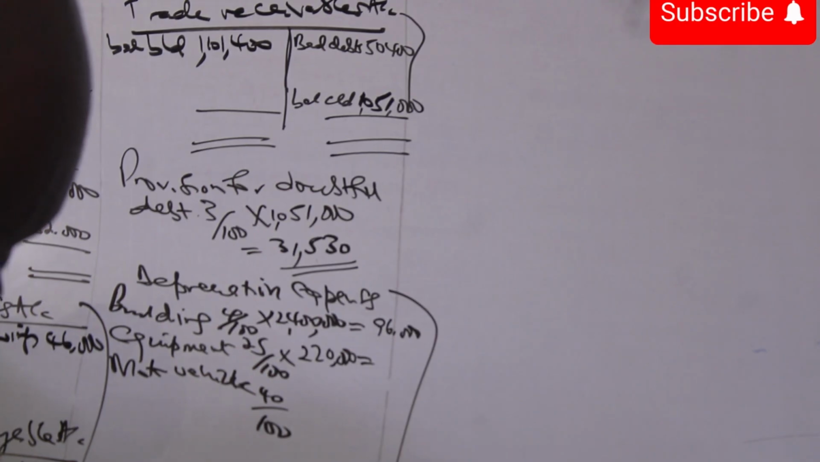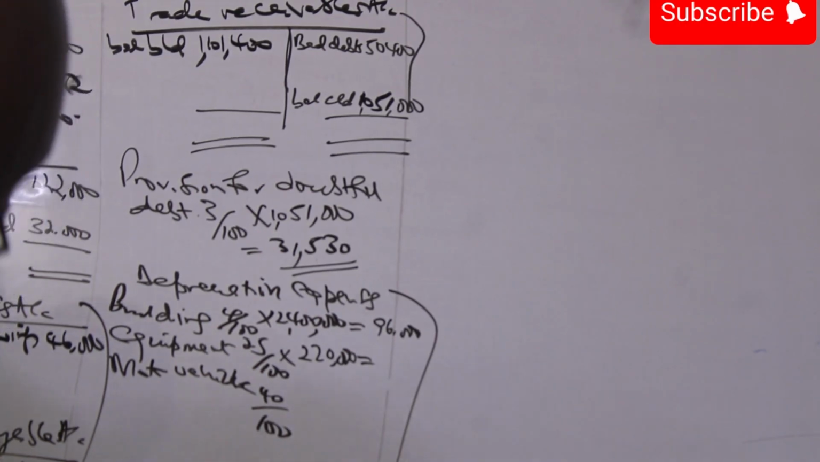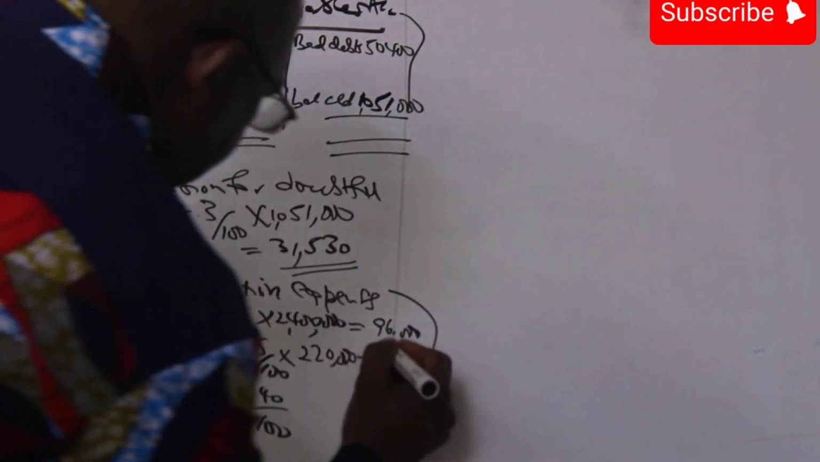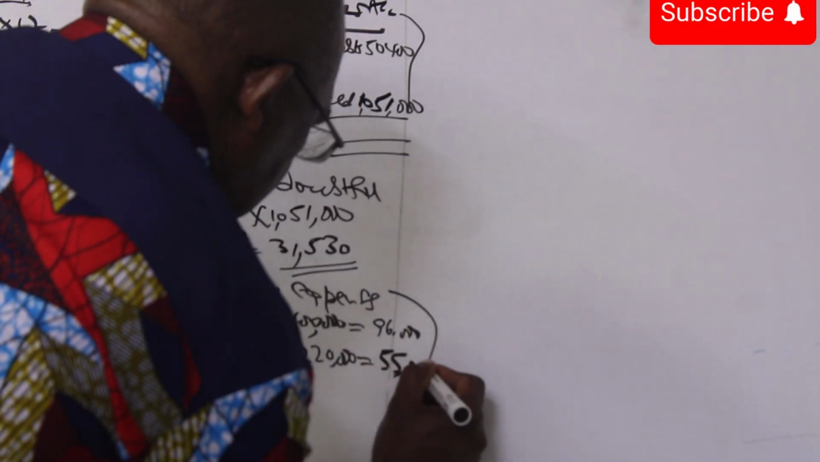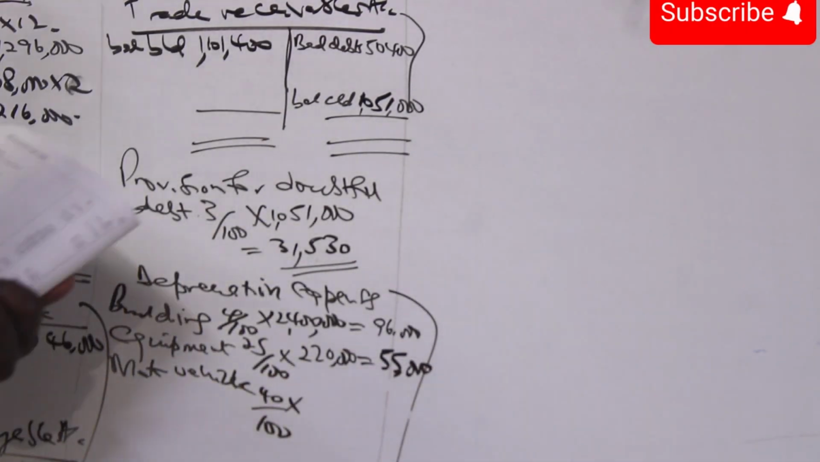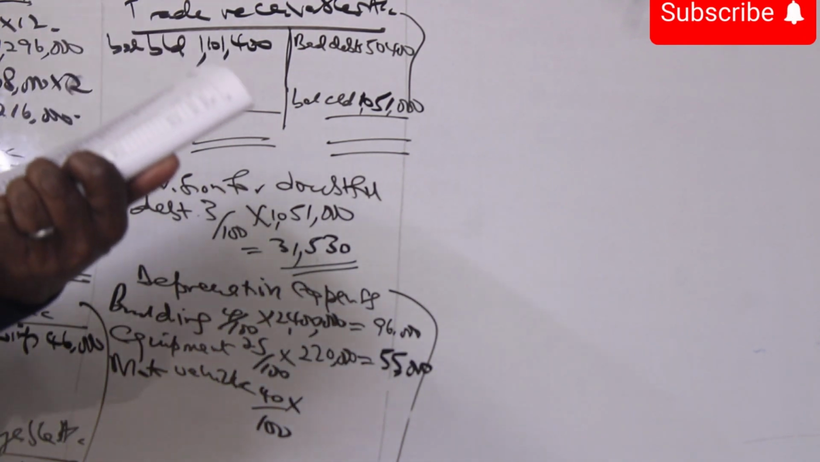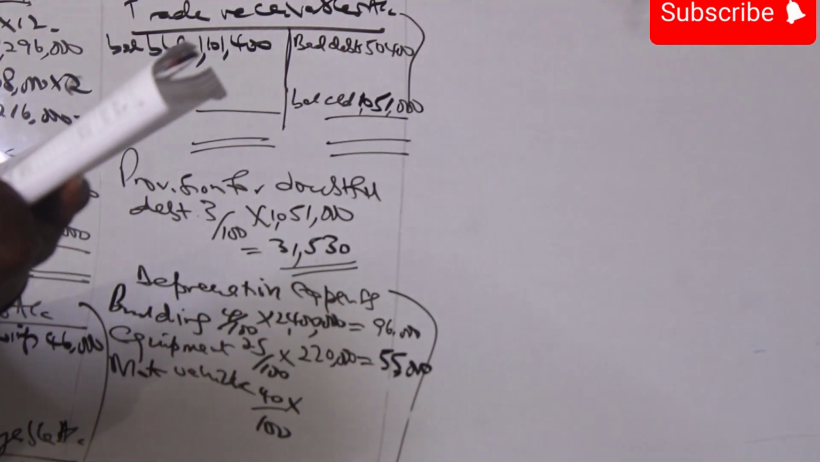Of 220, 1, 2, 3, you get a figure of 55,000. And please mark that we are told motor vehicle is on the reducing balance basis.